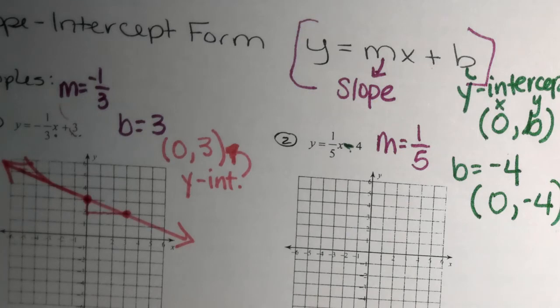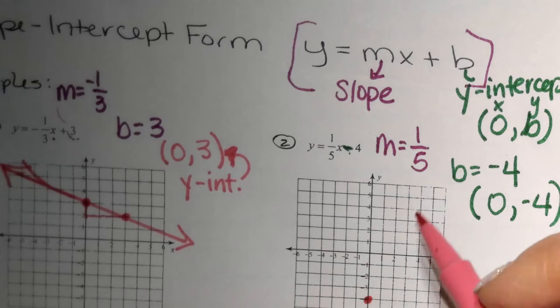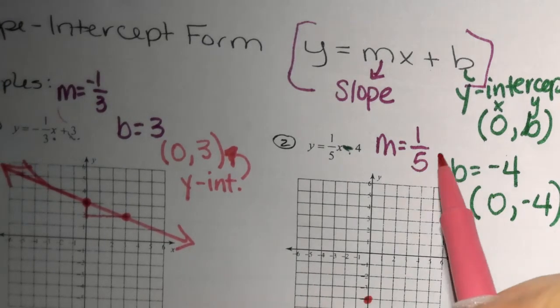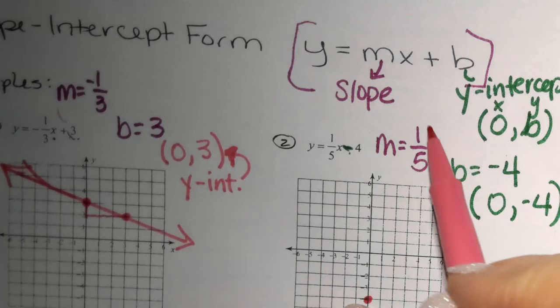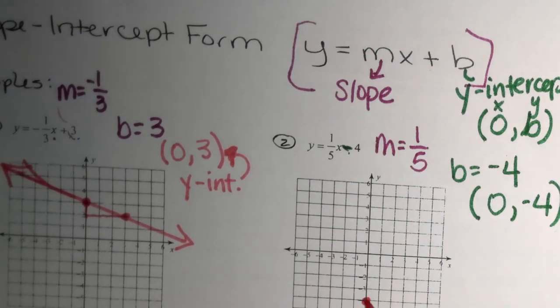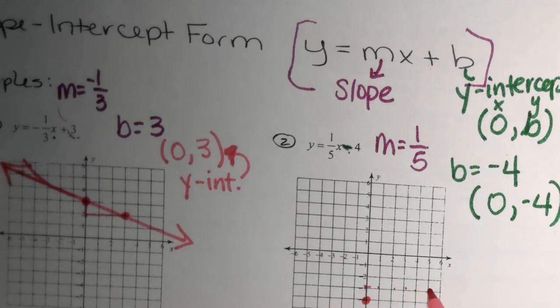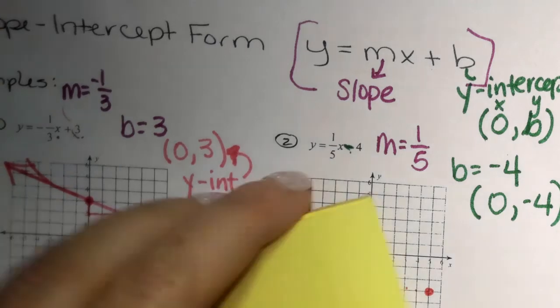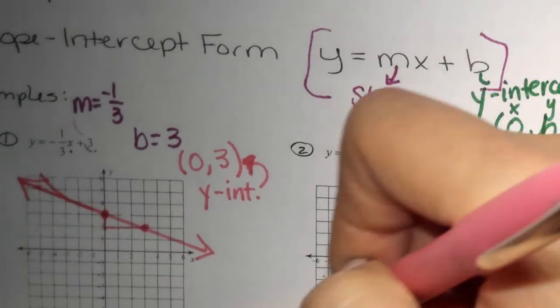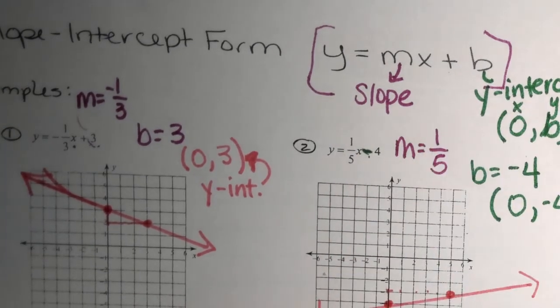So now let's go ahead and put our dot. 0, negative 4. Well, that's where it's going to cross the y-axis. And now we always start with the b so that we can see where it crosses. And now we can use our slope and put our next point. From here, we're going to rise 1, and we're going to run 5. 1, 2, 3, 4, 5. There's our next point. Okay. Connect the dots. There's your line.